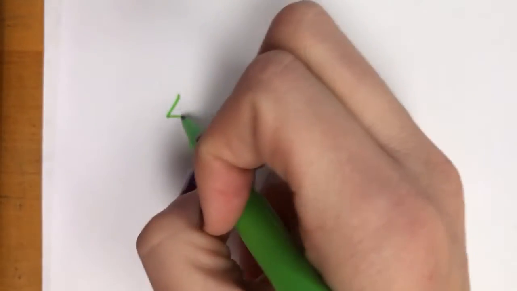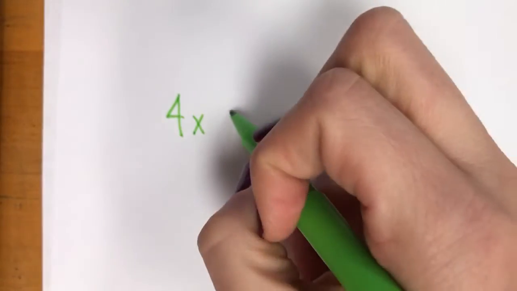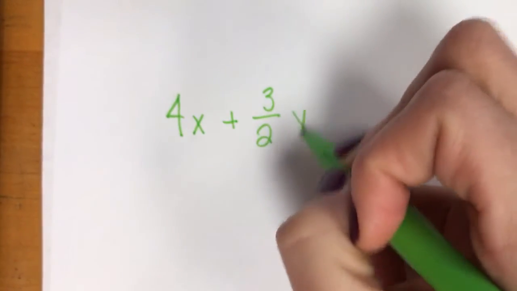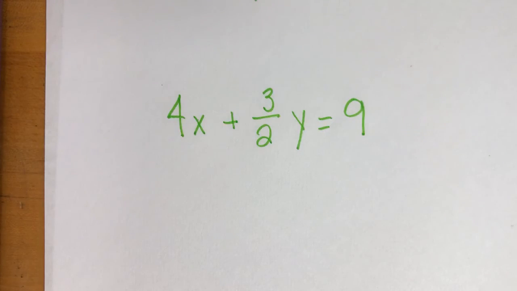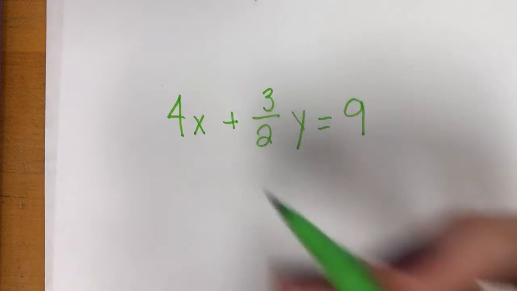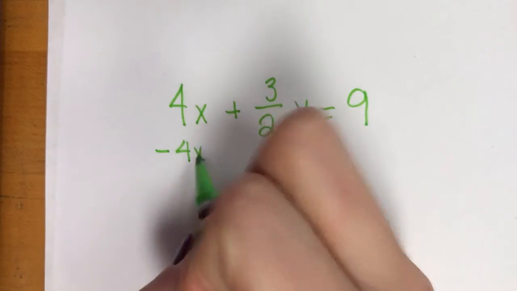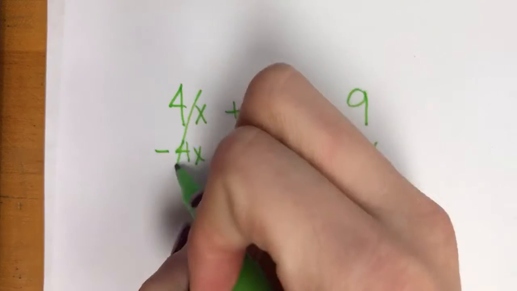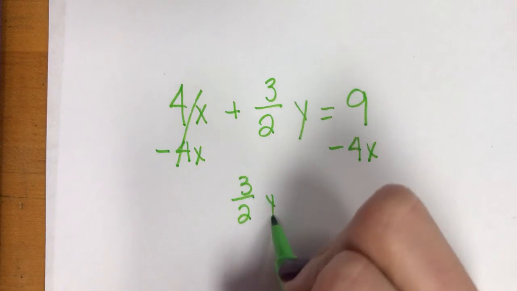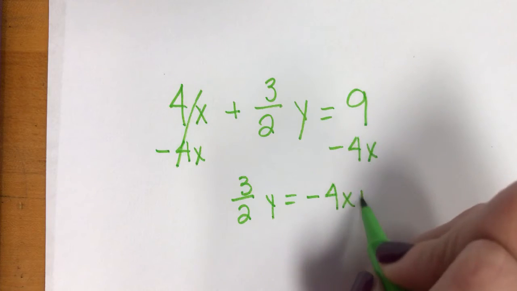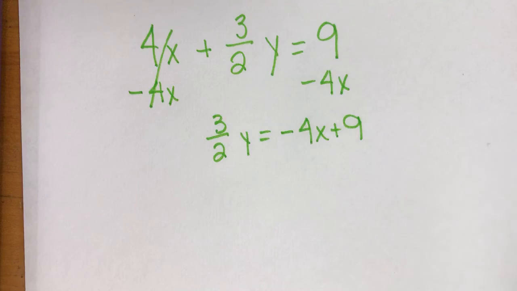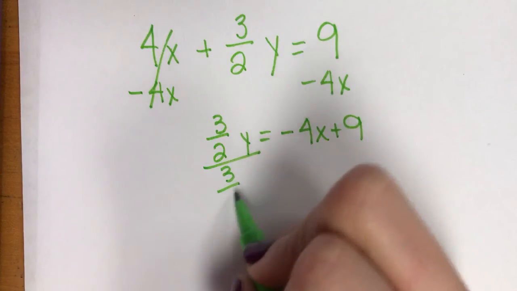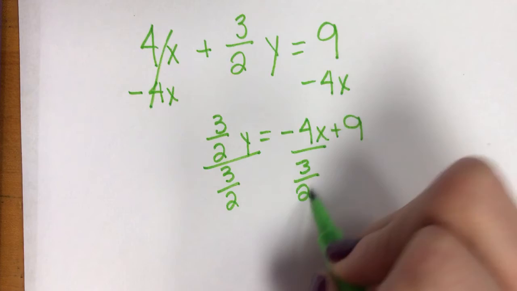We should be able to solve for y even if there's a fraction. So maybe we have something like 4x plus 3 halves y equals 9. Okay, if we do that, we should be able to know that we are moving our x to the other side. So we'll get a negative 4x plus 9. Okay, we can then either undo this fraction by multiplying by the reciprocal or just undo multiplication with division. Just know that that needs to happen all the way through.